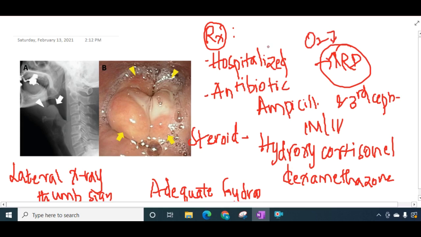If there is any respiratory obstruction, then you should do a tracheostomy. So this is how we manage a case of acute epiglottitis.